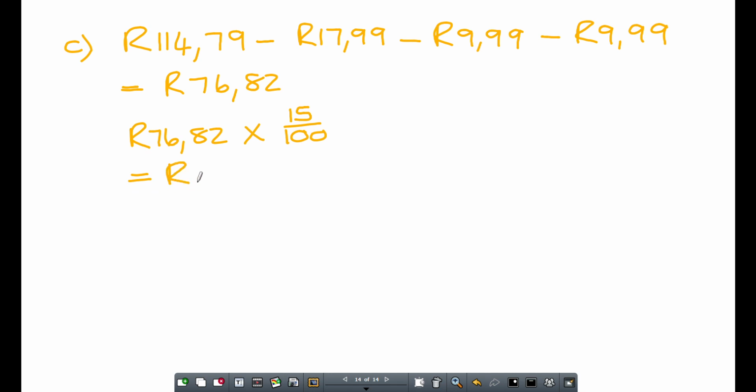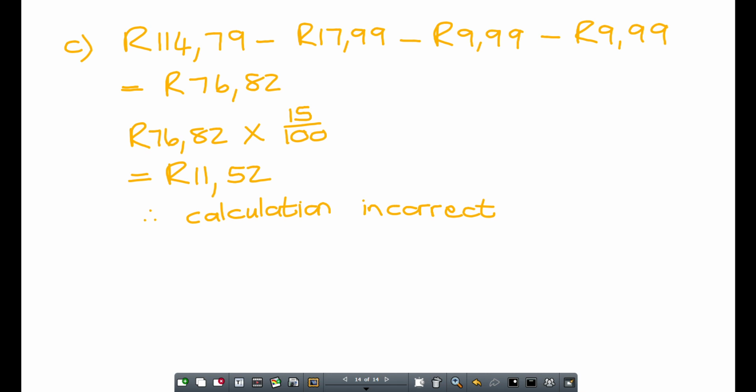Which means that my VAT or tax will be R11.52. Now what does the slip say? The slip says R17.22. So therefore it was calculated incorrectly. Okay, you guys good? Any questions? Okay, then we can go to number 5.